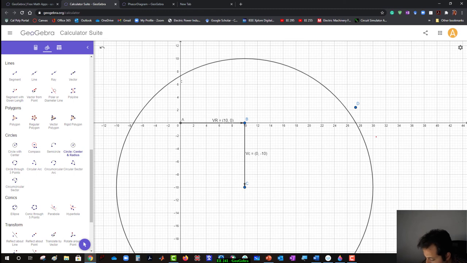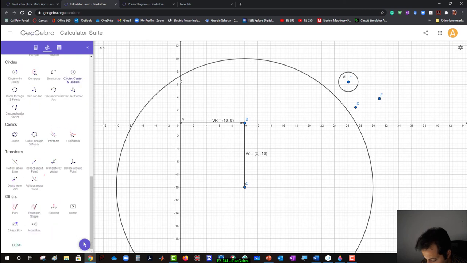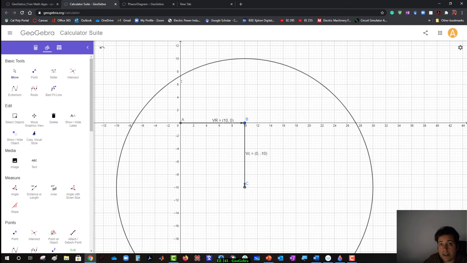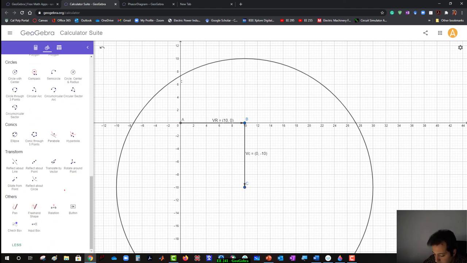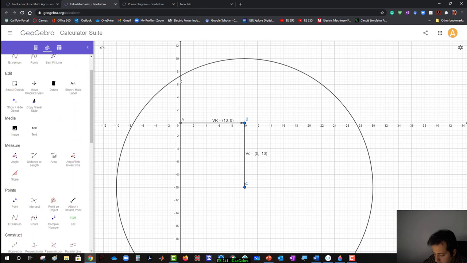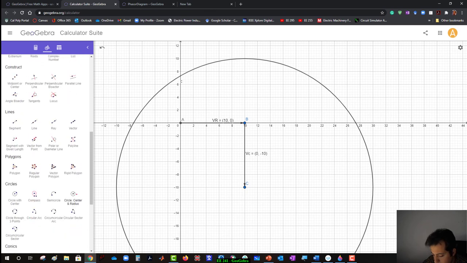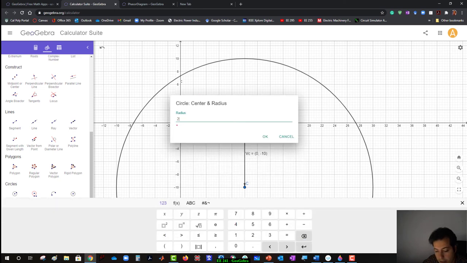So I have to delete this one. You can delete them. Delete this. So I made a circle with the center C. I have to make another circle with center A. So what I do is, again, I go to this point, which was circle with center. Here, center with radius, sorry. And I make another one with the radius of 20.